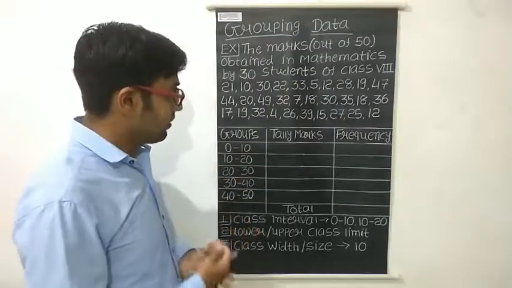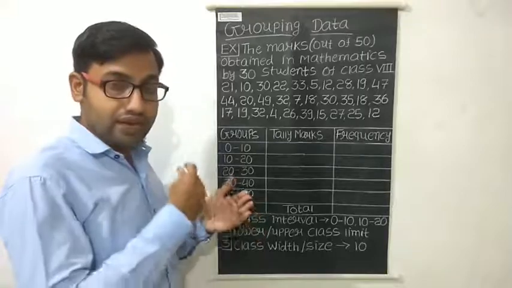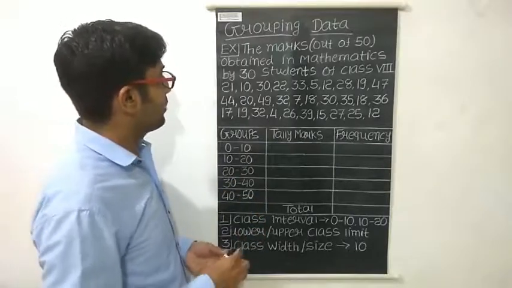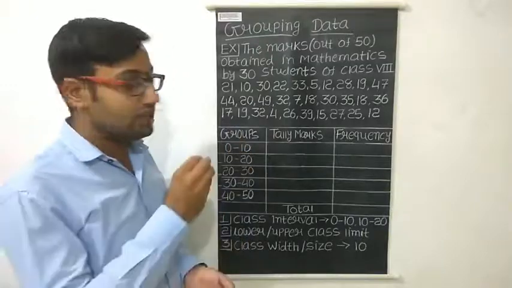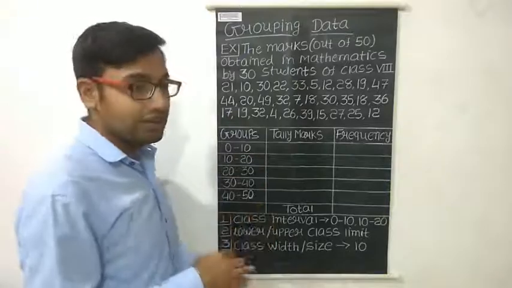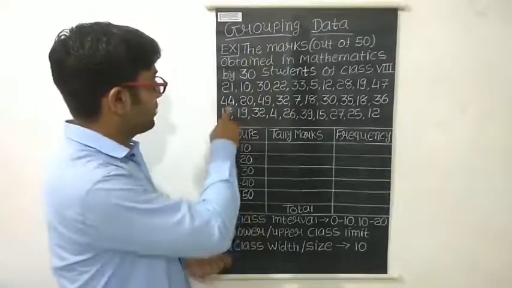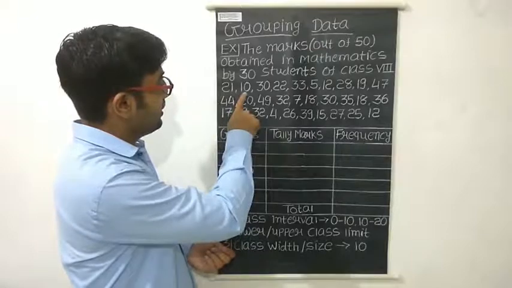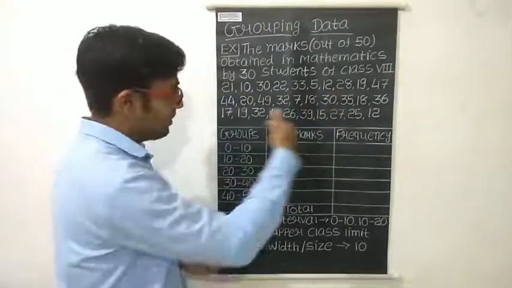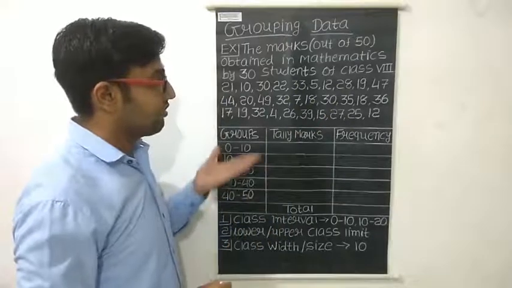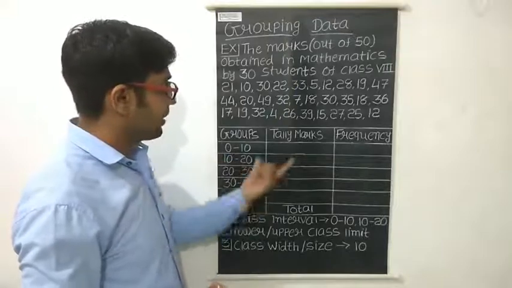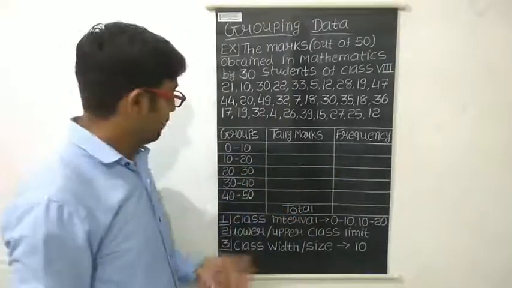So in this method we have to make groups of the data that we have been given. Let us take the first example. Here we have been given the data of 30 students who got marks out of 50 in the mathematics test. The first student got 21 marks, then 10, 30, 22, 33, 5, 12, 28, 19, 47. In this way, the data of all 30 students is given. Right?